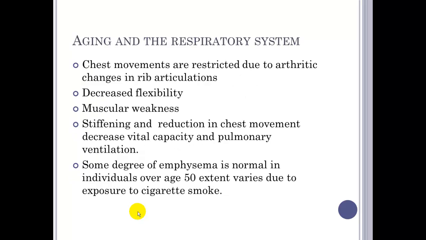Aging in the respiratory system. Very simply, chest movements are restricted due to arthritic changes in rib articulations. As you get older, things don't move as well. Decreased flexibility, muscular weakness, stiffening and the reduction of chest movement, decreased vital capacity and pulmonary ventilation. Some degree of emphysema is normal in individuals over 50, varies due to exposure to cigarette smoke.